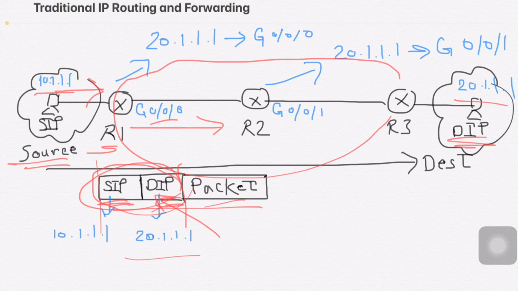R2 will do the same and will send the packet out GigabitEthernet 0/1 to R3, and finally R3 will forward the packet to the destination IP address. Each router needs to de-encapsulate the packet, search the destination IP address against the routing table entries, and forward the packet to the outgoing interface after encapsulating the packet with the packet header. This is the complete process for traditional IP routing and forwarding.